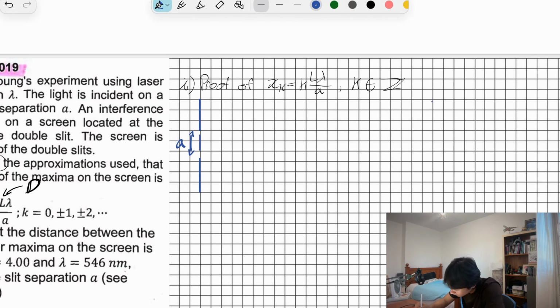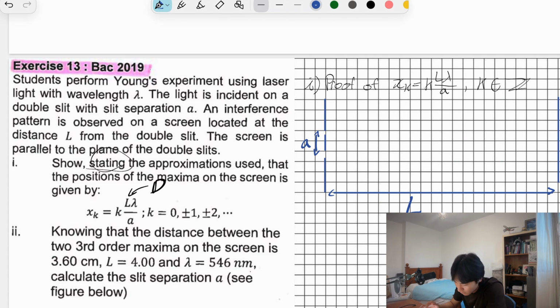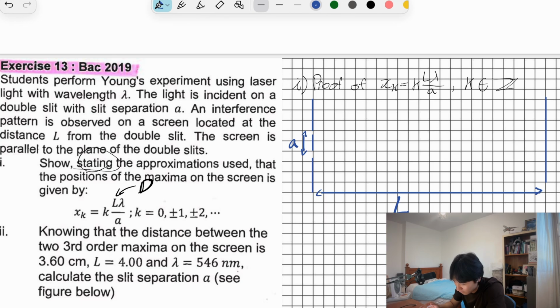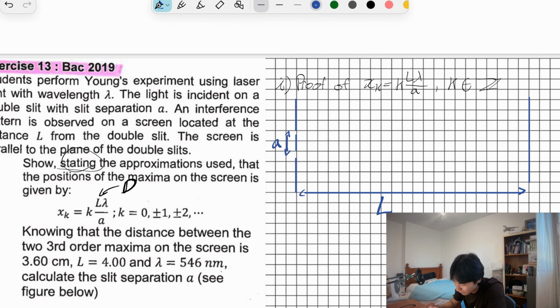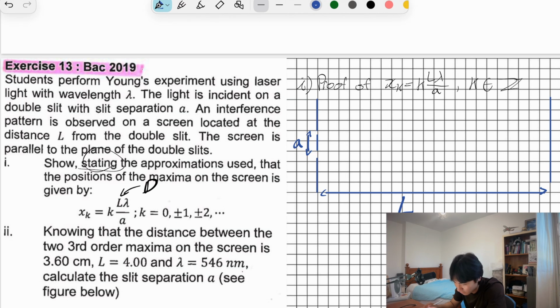Okay, let's say that this distance here is L. Okay, and you know that the wavelength is lambda, and that's all the things that are given, right?